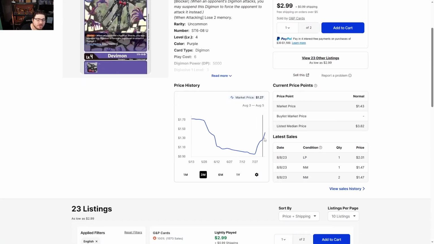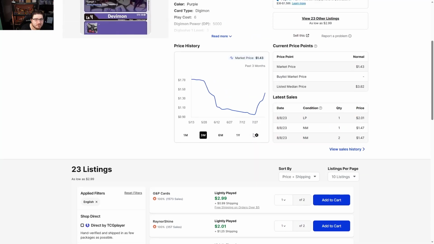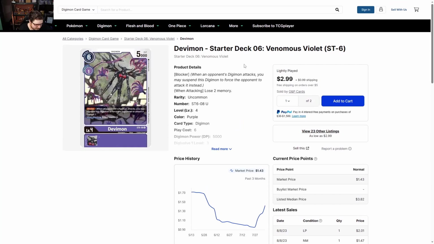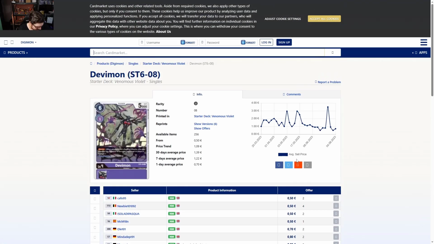Devimon starter deck, similar to that promo full art. People are buying this up, and that is just because of Balfamon support. So if you guys have this sitting around in your boxes and binders and stuff like that, time to move it. $3 a pop is not bad. Europe side, 70 cents, 80 cents, 90 cents. You know, this came from the starter deck.